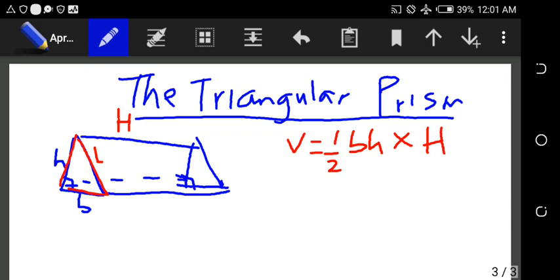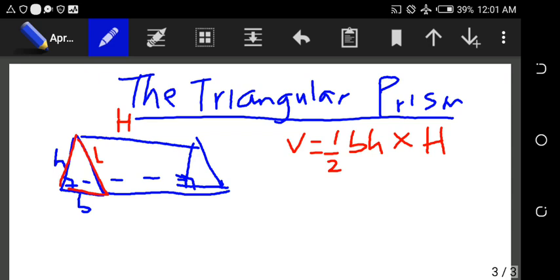And this is the naming convention that I've employed for this lesson. In some other materials you might see another convention, maybe something like half AB times H. Alright, just know that it is the area of the triangular face times the height of the prism. Okay, that will give us the volume of the triangular prism.